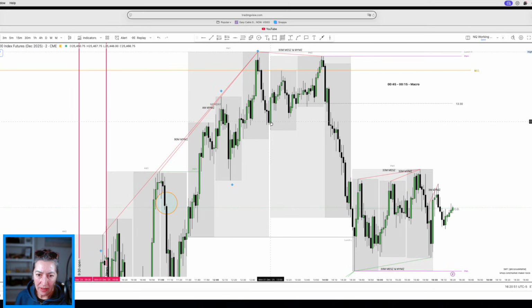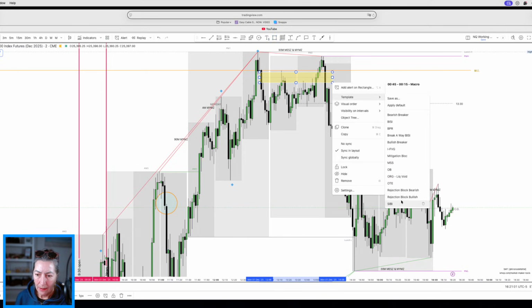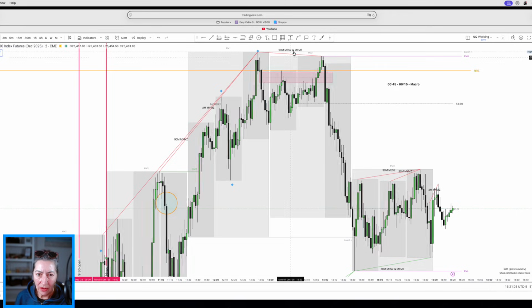Price displaced down really, really nicely. And we've got a breaker here. And then here is our CISD. And here, on the opposing leg, is our BISI.